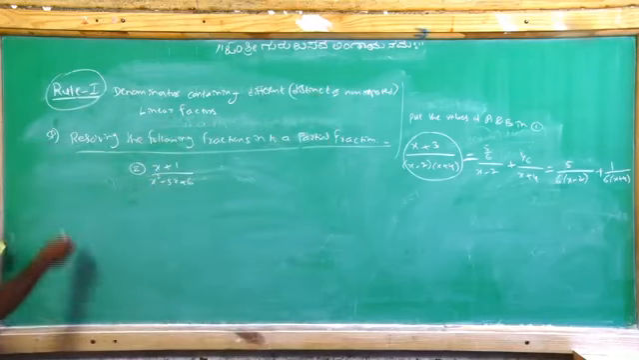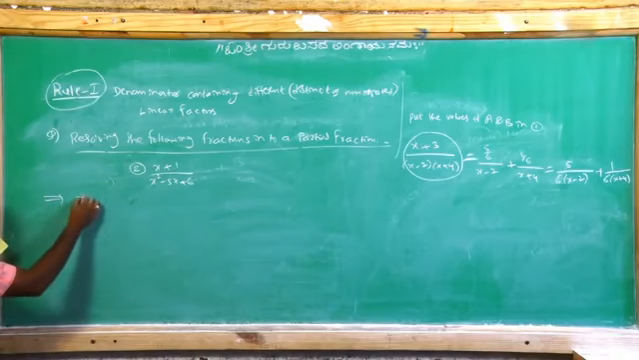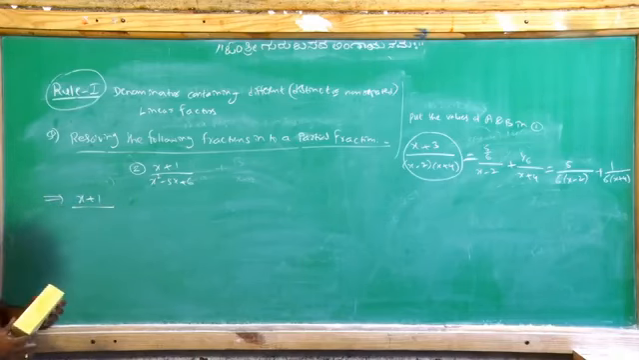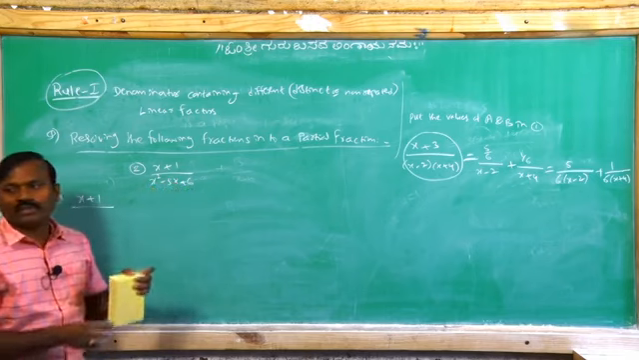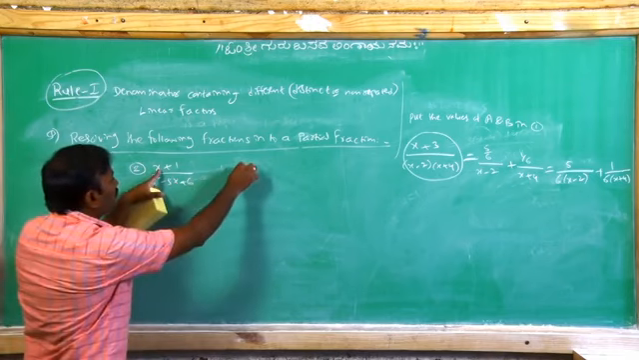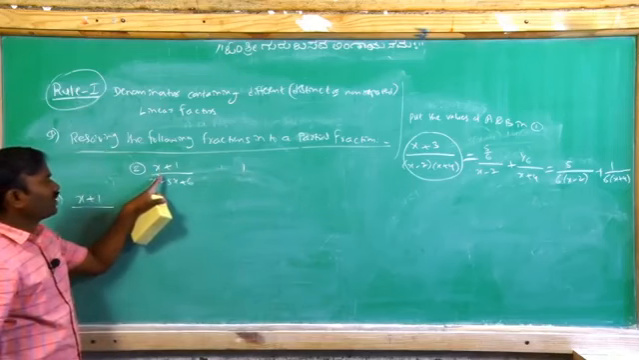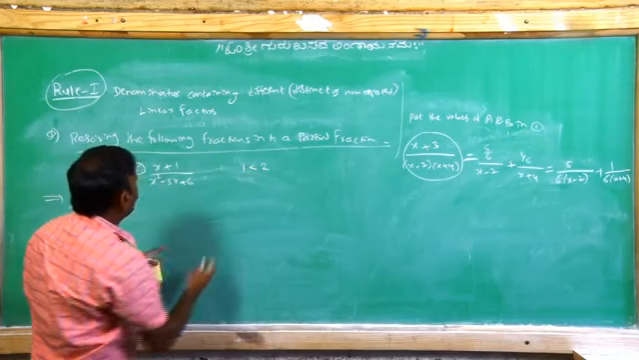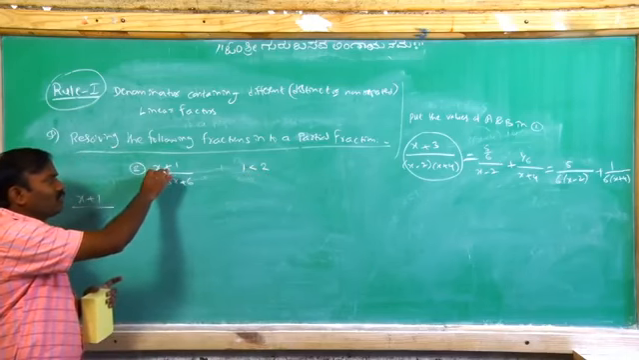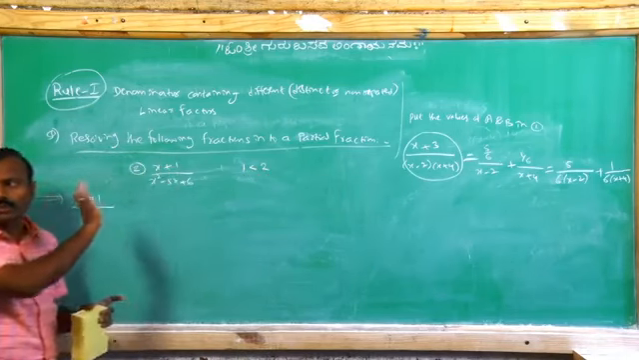Okay, now take the second example: x plus 1 by x square minus 5x plus 6. What is the degree of the numerator? The degree of the numerator is 1. The degree of the denominator is 2. We know that 1 is less than 2, so the degree of the numerator is less than the degree of the denominator. This fraction is proper.